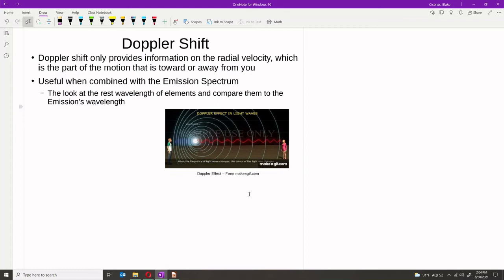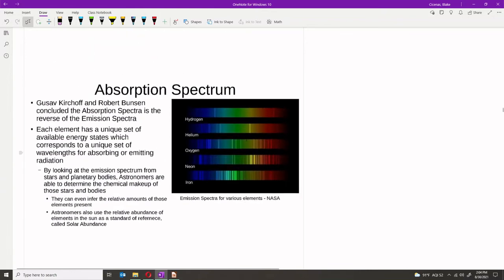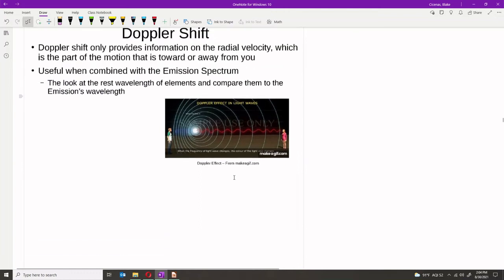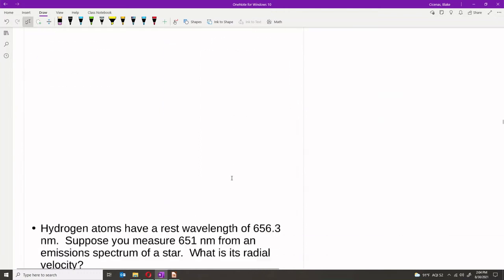But it is useful when you combine it with the emission spectrum. Because you know what the rest wavelength of elements are, and you can compare them to the emission wavelength of what you see. Since you know the rest and you know the emission wavelength, you can figure out whether it's being red shifted or blue shifted, because as a result, it's actually going to change the spectrum a bit. So we can either have it red shifted or blue shifted, depending on that spectrum. Sorry, emission spectrum. I showed you absorption, but I meant emission. I'm sorry. So that's kind of one of the more useful tools of the Doppler shift.